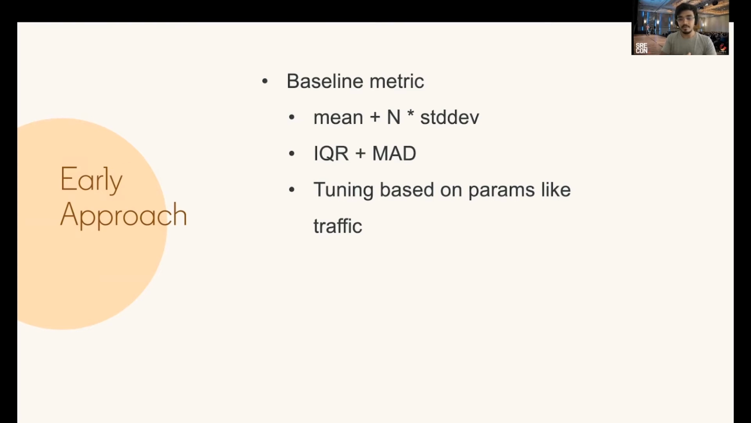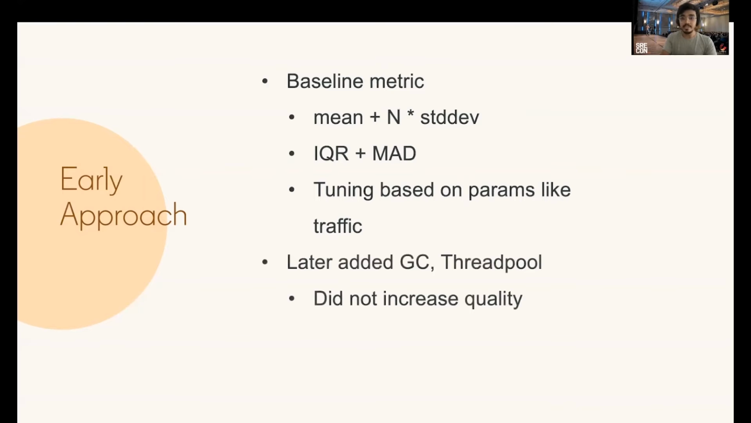If a service is having more traffic, then the deviation will be less. So what I mean to say is we did a lot of tuning based on these approaches. What we also did later is add GC and threshold metrics, but unfortunately it did not increase the quality a lot. The reason being, if any of these went wrong, like if there's a high throughput utilization or if there's a GC issue, it will end up in increased latency or increased error count. So that is the reason why we did not see an increase in the results.